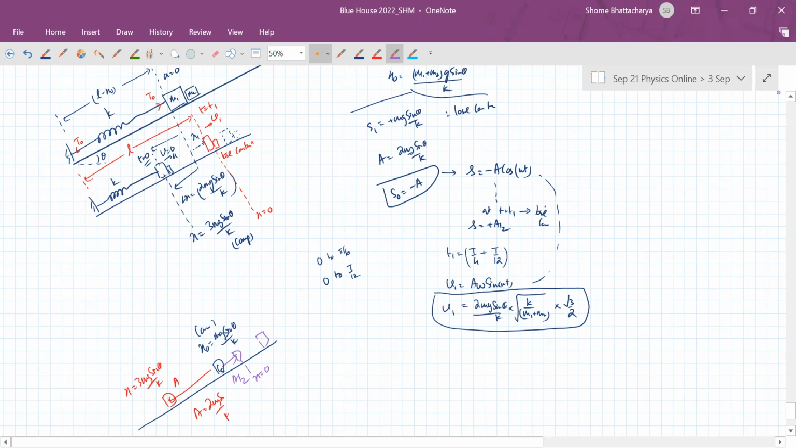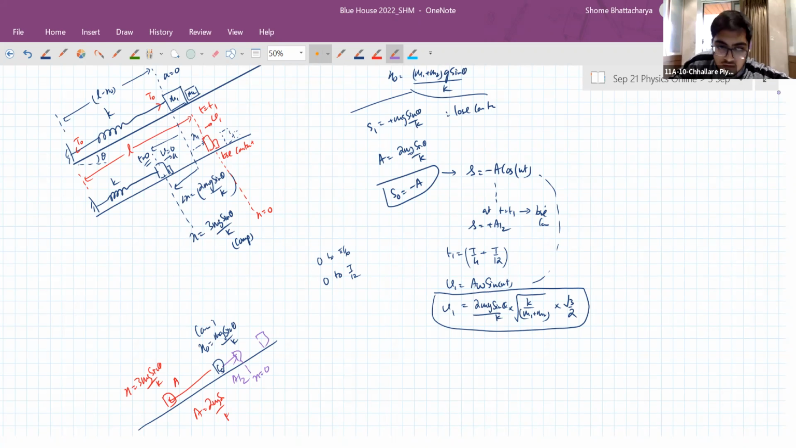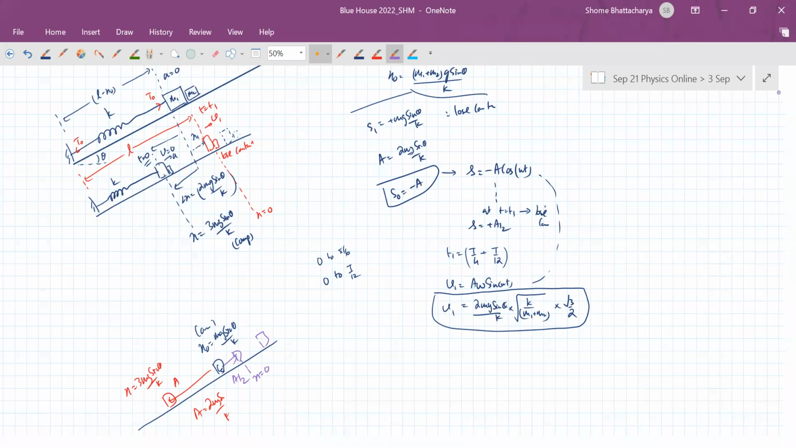The other two would lose contact in such a way that the normal reaction between them would be zero, but they would be moving together. Yeah. Understood? Na? Kinematics wise, they'd have identical kinematics. Yes. With an acceleration of g sin theta. Yes. Understood. Yeah. Okay, good.